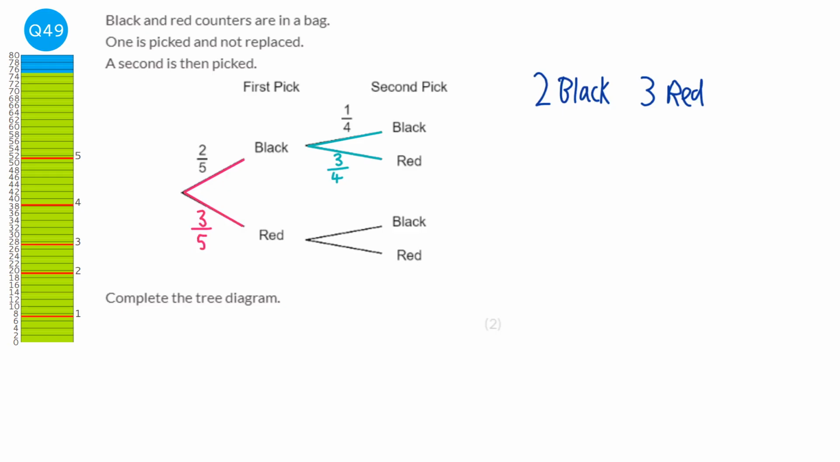And finally, we've got these two here. Now these two here we're not given any fractions for, but given the fact that we started with 2 black and 3 red, we've picked one of the red, so we've got one less red, and that means we've got 2 black counters and 2 red counters. So it means that the probability of picking a black is 2/4, or 1/2. And the probability of picking a red is 2/4, or 1/2.